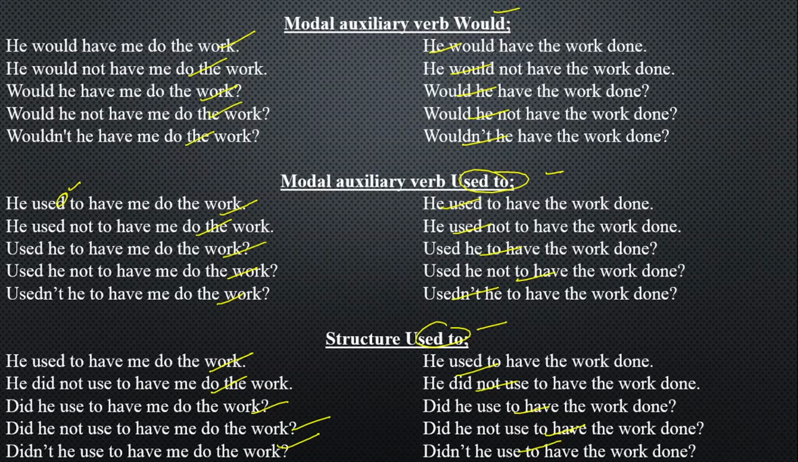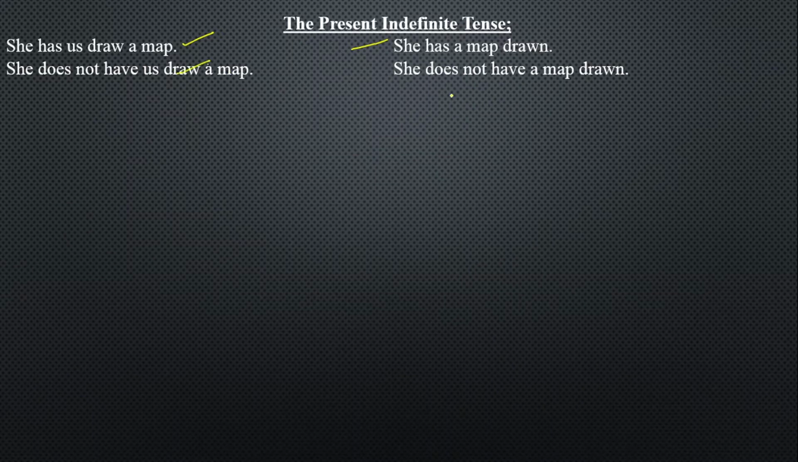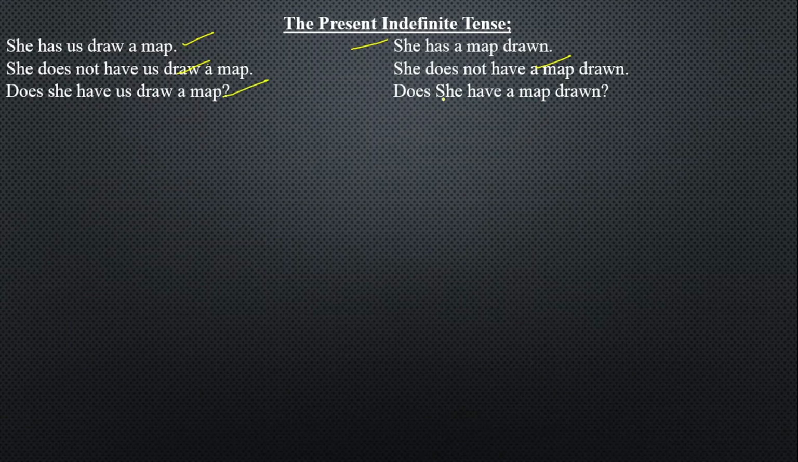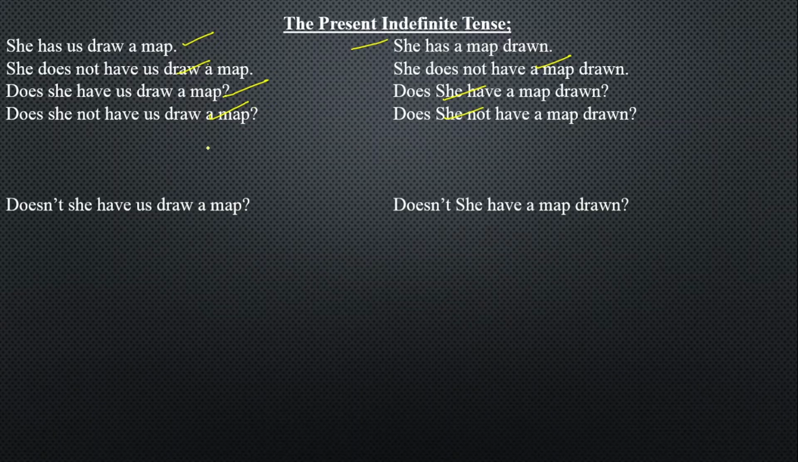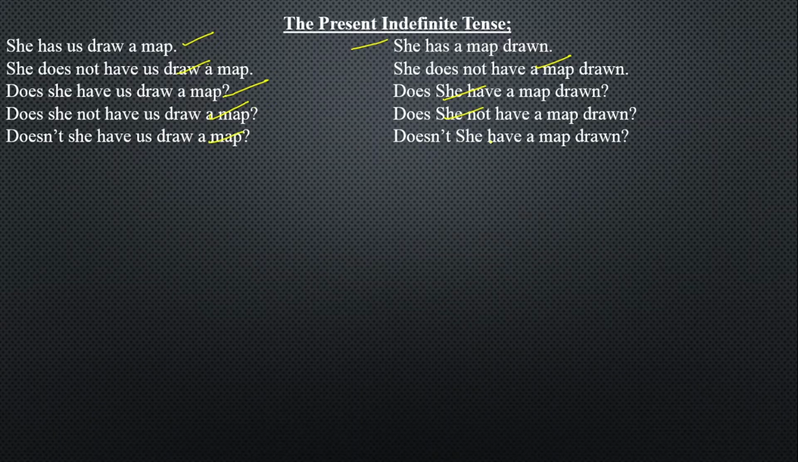Here we have completed 120 sentences with agent and 120 without agents. So let's change another verb from the present indefinite tense. She has us draw a map, she has a map drawn. She does not have us draw a map, she does not have a map drawn. Next is, does she have us draw a map, does she have a map drawn? Does she not have us draw a map, does she not have a map drawn? Doesn't she have us draw a map? Doesn't she have a map drawn?